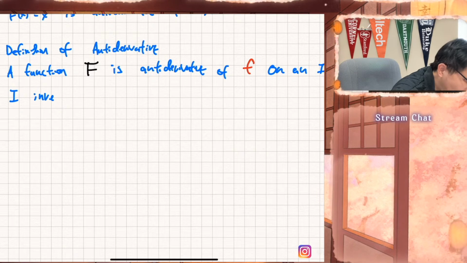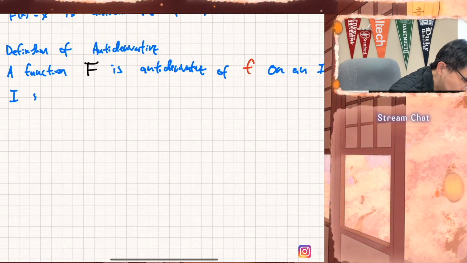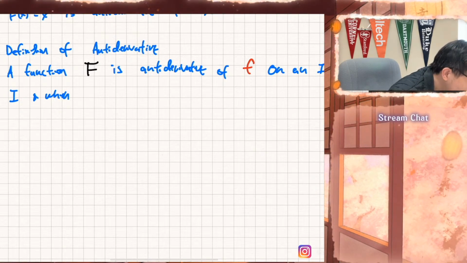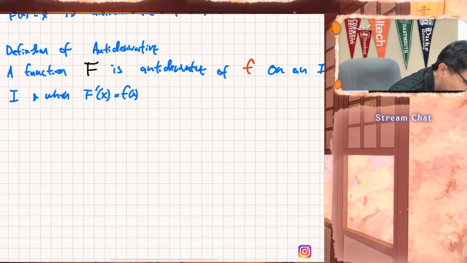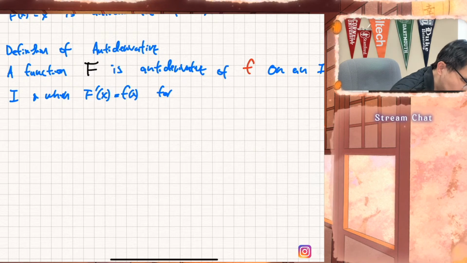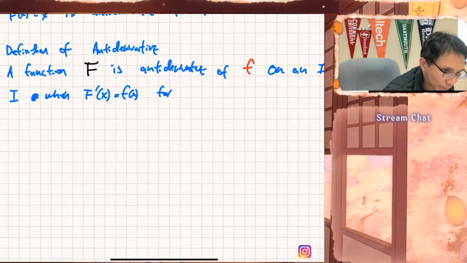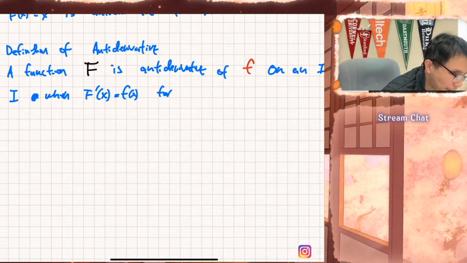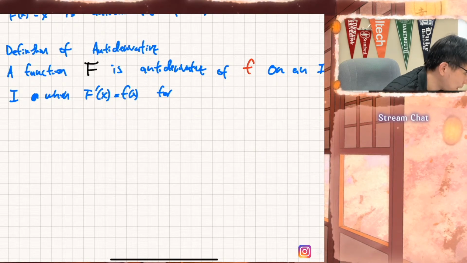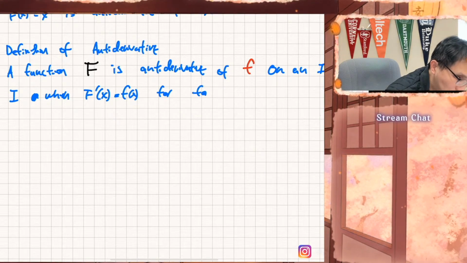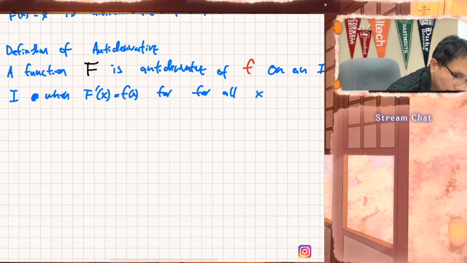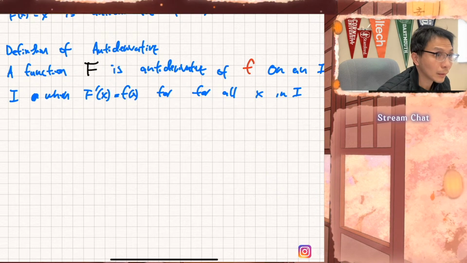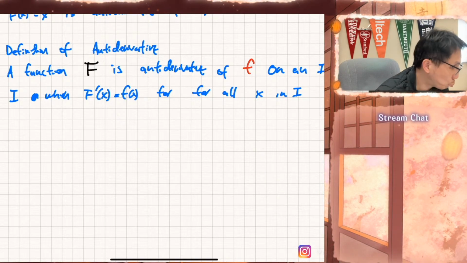On the interval I, when big F prime of x is equal to f of x for all x in I.